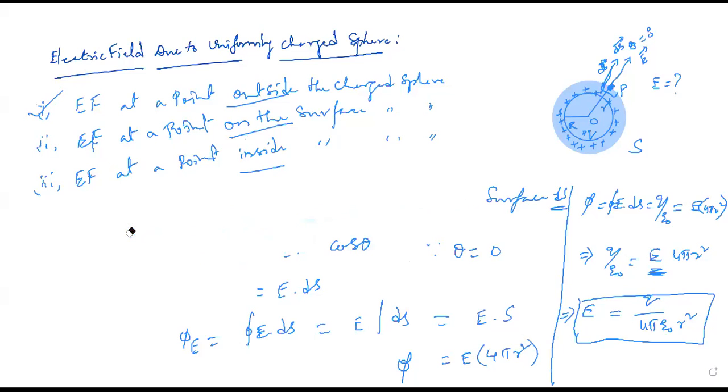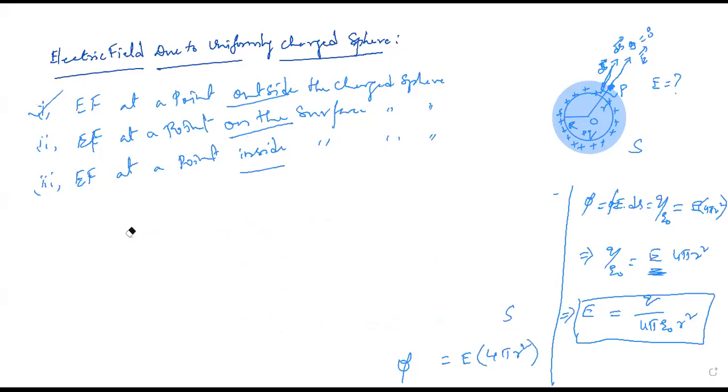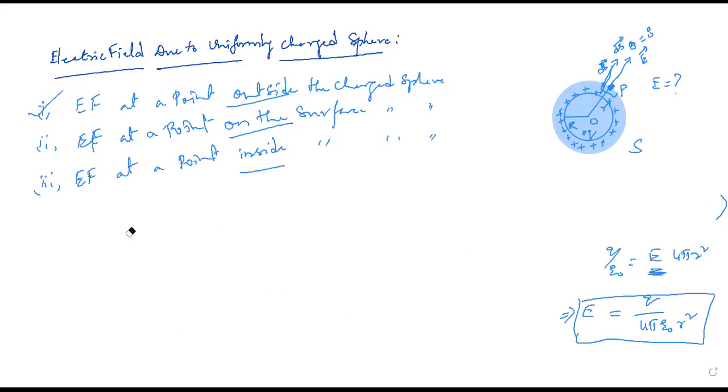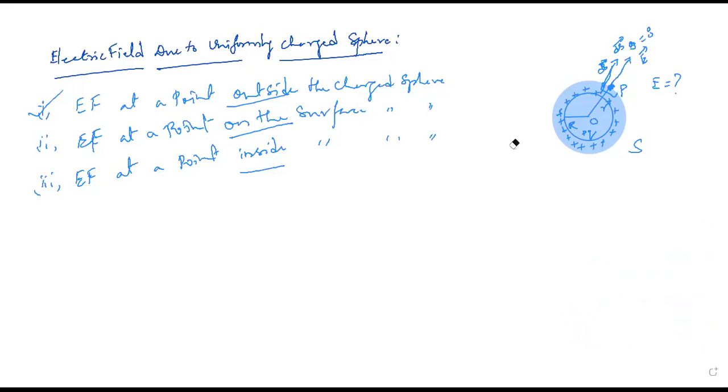Then put the heading next, second one. First one we have completed. Now we are going to do the second one, that is electric field intensity at a point on the surface of a uniformly charged sphere. So this is about the first one. This is for the first one, point lies outside. Now the second one I am drawing.